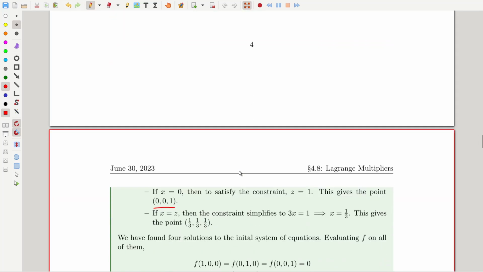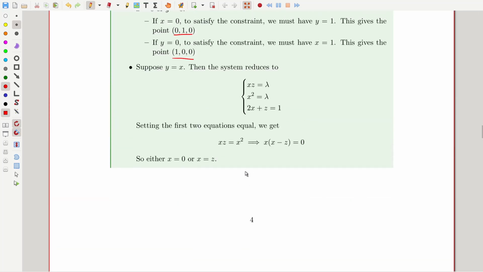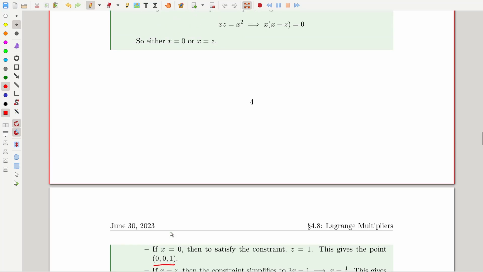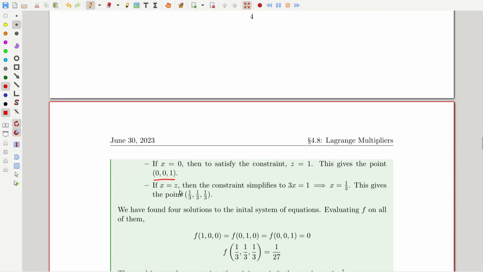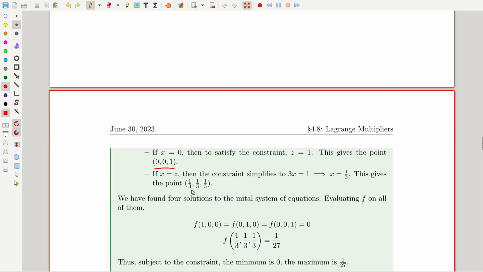If instead I am assuming that x is equal to z, then I believe this becomes 3x equals 1. 3x is equal to 1, therefore x is equal to a third. We have to wrap the setting back: we're in the subcase where x is equal to z, and also where y is equal to x. So x, y, and z are all equal to each other. That is how we end up getting this point.